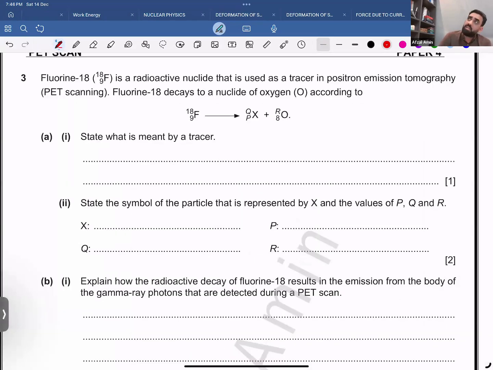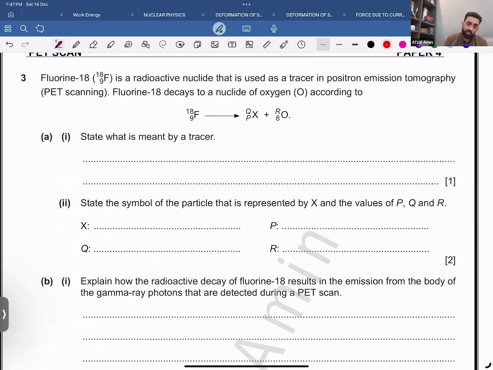Fluorine-18 is a radioactive nuclide that is used as a tracer in positron emission tomography, PET scanning. Fluorine-18 decays to a nuclide of oxygen according to the equation which is shown, my dear students.